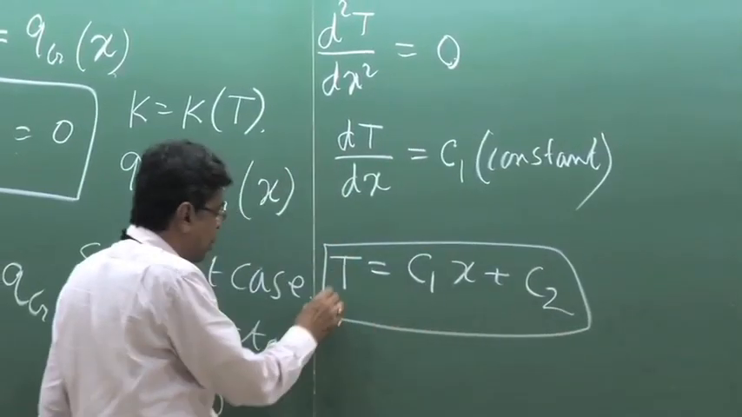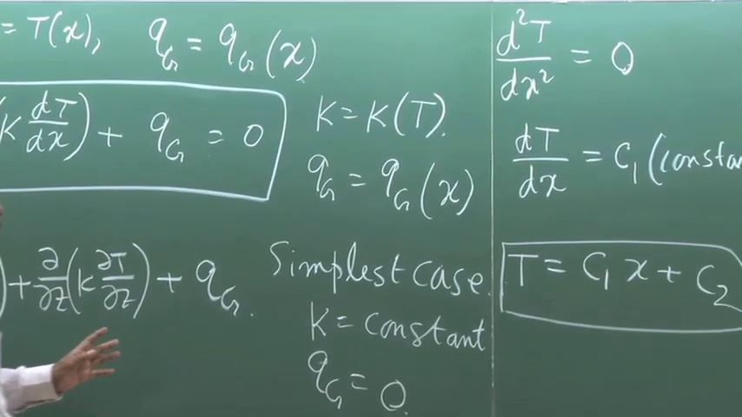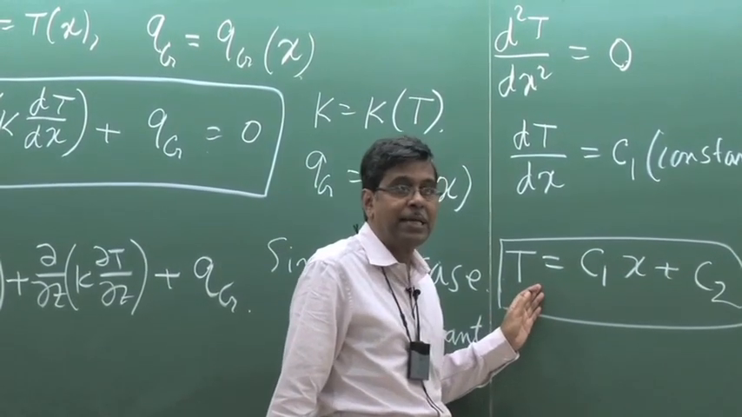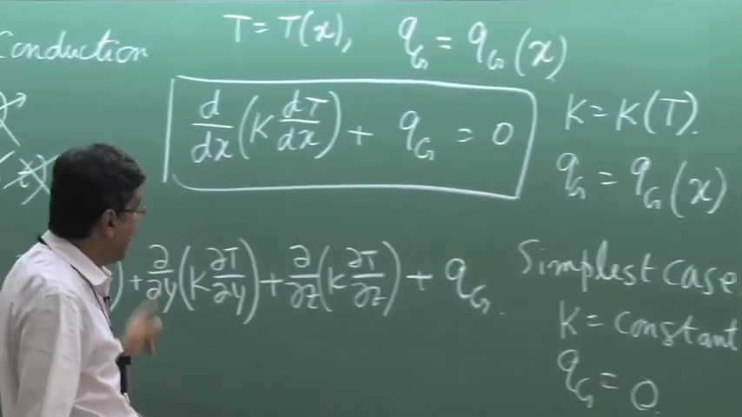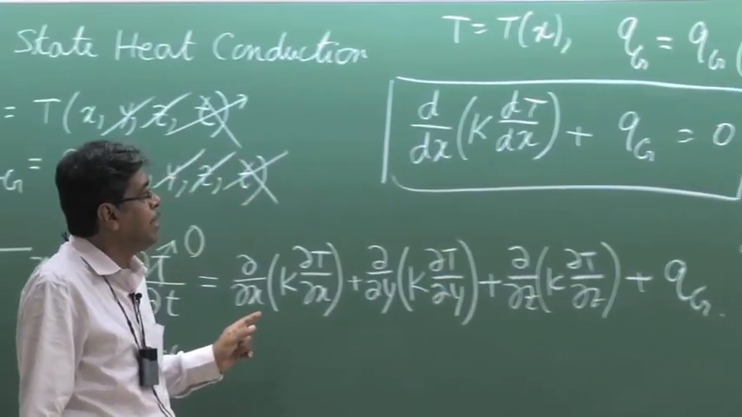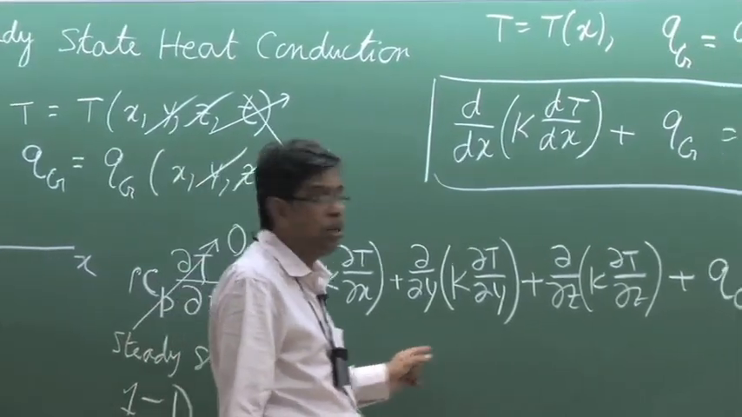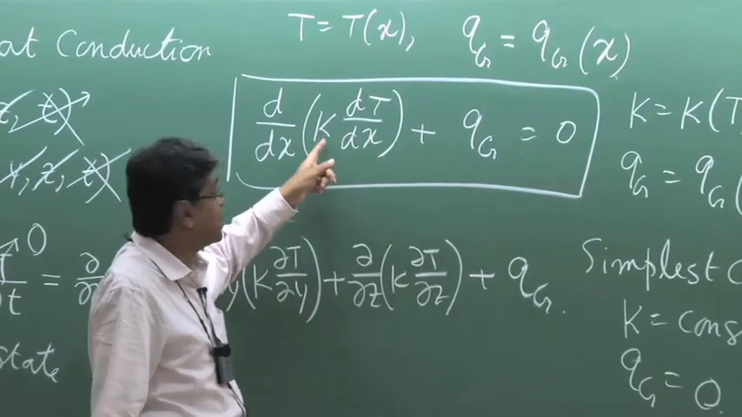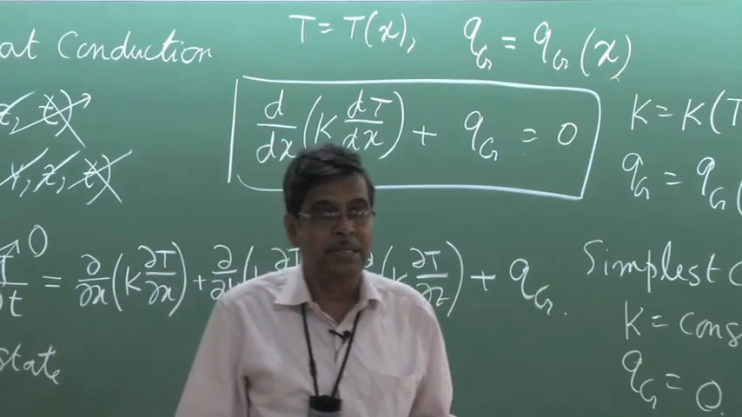Now, again I tell you that if you are asked under which condition we get a linear temperature profile in heat conduction, this is the case of steady state one-dimensional heat conduction without generation of thermal energy, with constant thermal conductivity. We get a linear temperature distribution.